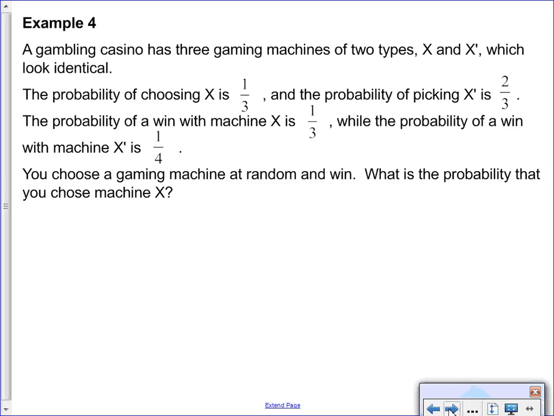Here we go. In a casino, there are three gaming machines of two types, X and X bar or X naught, which look identical. They're the same Wheel of Fortune machine.